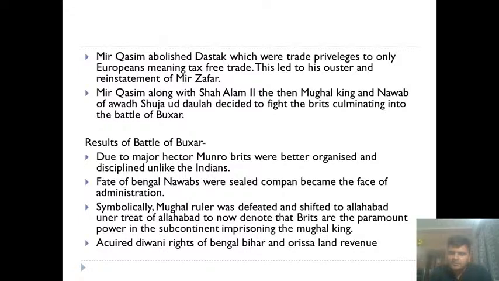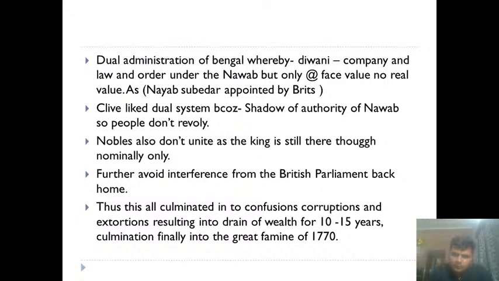Now again, dual administration of Bengal. They imposed a sort of better clampdown. They had a dual administration of Bengal, whereby Diwani was with the company, and law and order under the Nawab, but only at the face and with no real value. Diwani rights were with the company because Bengal, Bihar and Odisha, according to the Treaty of Allahabad, were given to the company, and the Nawab was only face value, to administer the criminal complaints.